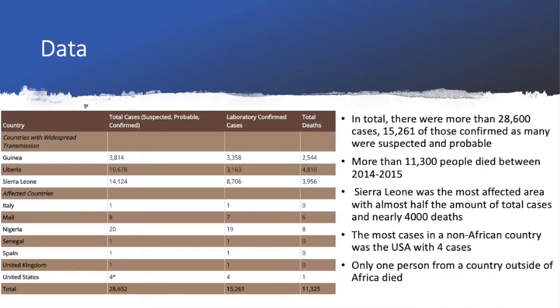Data. In total, there were more than 28,600 cases, 15,000 of those confirmed, as many were suspected and probable. More than 11,300 people died between the years 2014 and 2015, which was when the Ebola virus was mostly spread. Sierra Leone was the most affected area, with almost half the amount of total cases and nearly 4,000 deaths.